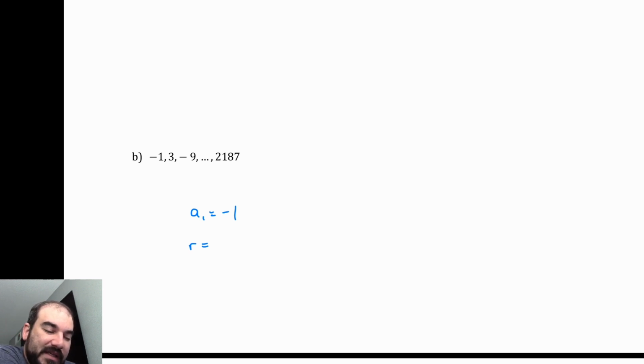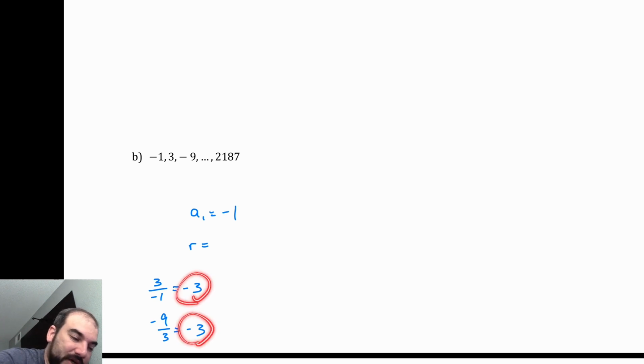R is the thing that we're multiplying by to get from one term to the next. If it's not easy to just look at it and tell what R is, you may have to go to the side and say, okay, I'm going to take a term and divide by the previous term. That gives me -3. This also works if I do the -9 divided by 3. I also get -3. Or if I take the next term, well, I guess I don't have the next term, but we see that the common ratio is going to be -3 in this sequence. So we're multiplying by -3 to get from one term to the next.